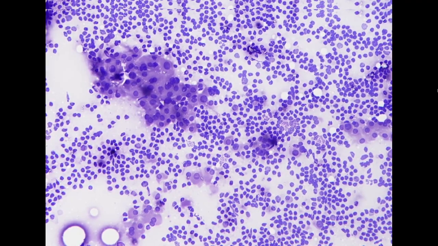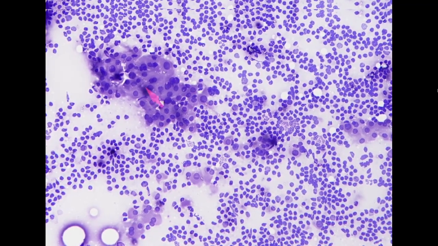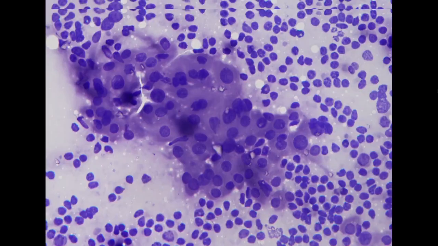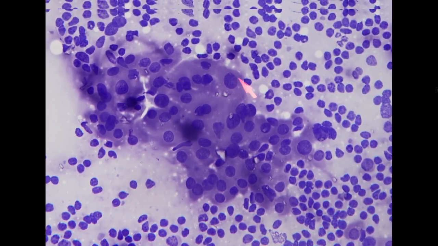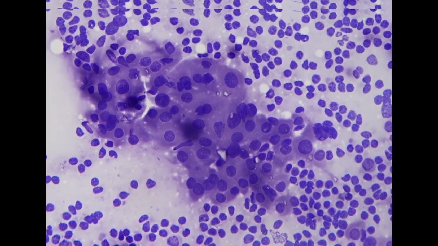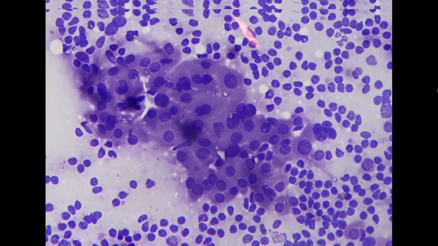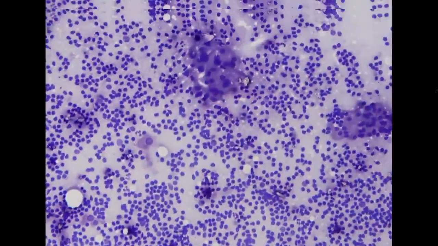So for this specimen, we see lymphocytes in the background, and we do see clusters of cells looking like epithelial origin, and the cells show prominent, abundant cytoplasm, enlarged but rounded nuclei. So these cells look like oncocytes. If you see a prominent lymphocytic background plus oncocytic follicular cells, this is Hashimoto thyroiditis. So this is very typical for Hashimoto thyroiditis.